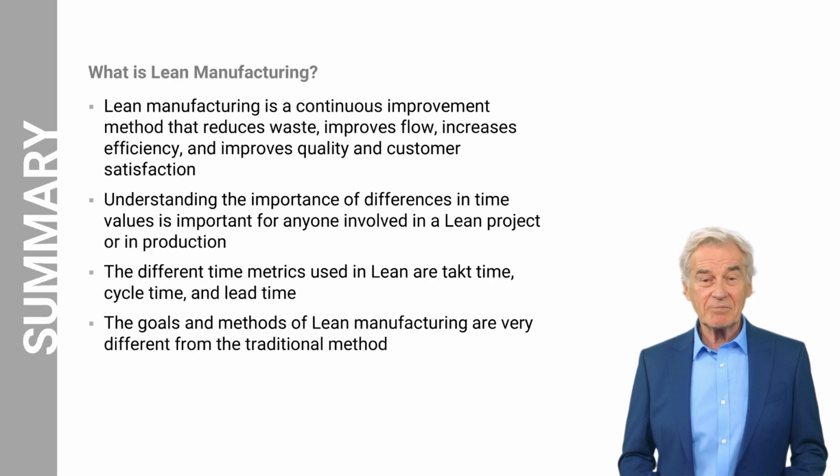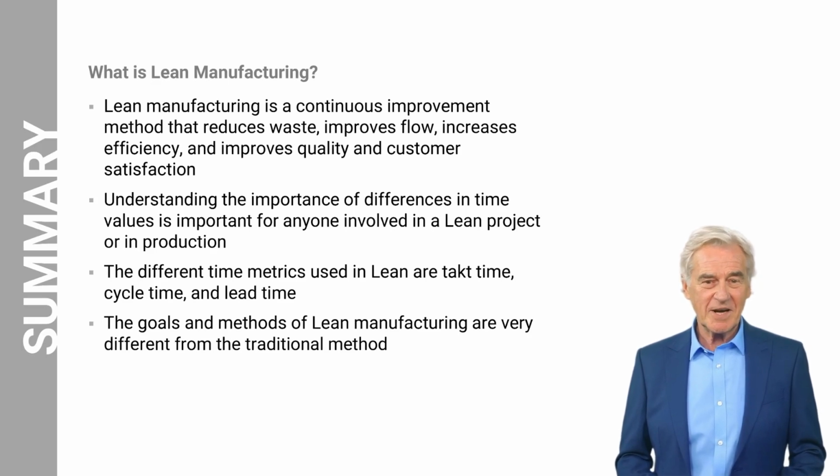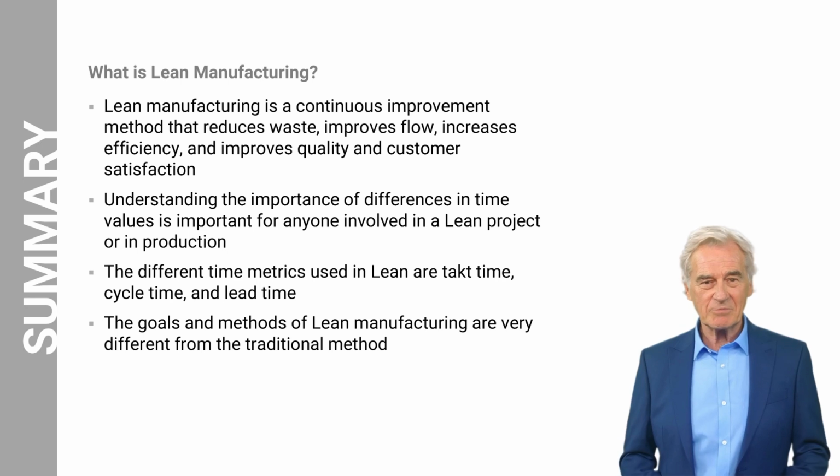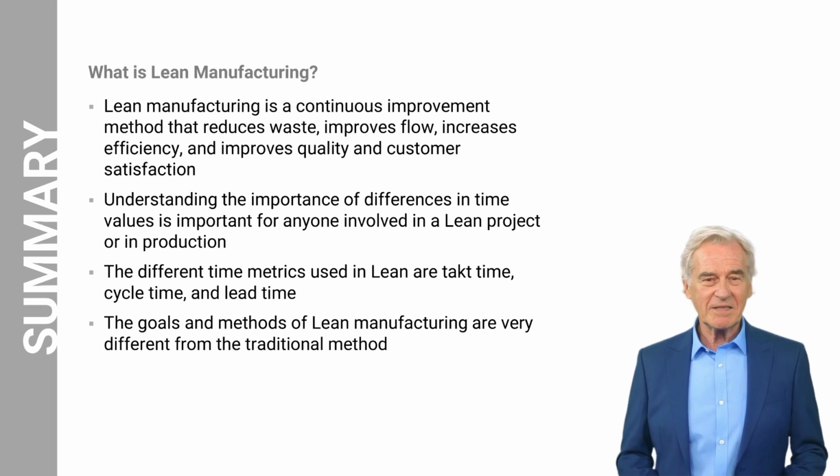In summary, lean manufacturing is a continuous process improvement method that reduces waste and non-value added steps, improves process flow, increases overall efficiency, improves product quality and customer satisfaction, and has a number of other benefits. Understanding the importance of differences in time values is important for anyone involved in a lean project or in production. The different time metrics used in lean manufacturing are takt time, cycle time, and lead time. The goals and methods of lean manufacturing are very different from those of traditional methods.